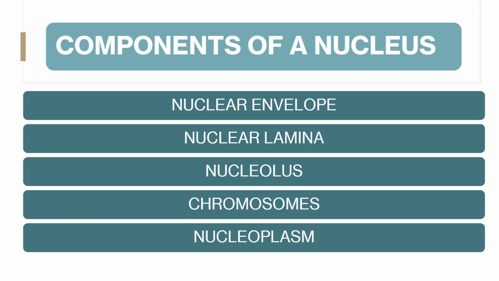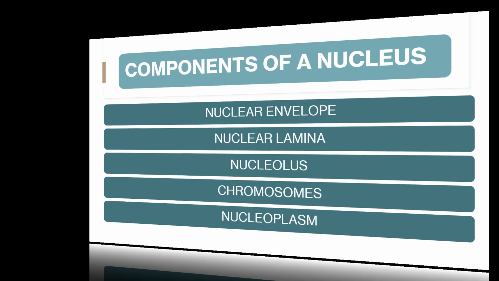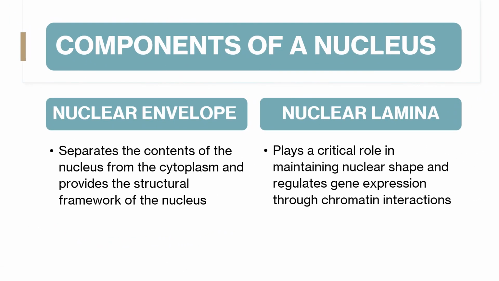Now we're going to talk about the components of a nucleus. We'll go in more depth on this in the next slide. But you have a nuclear envelope, a nuclear lamina, a nucleolus, chromosomes, and the nucleoplasm. So we'll start with the nuclear envelope. This is the thing that separates the nucleus from the cytoplasm. It keeps the contents in the nucleus and the cytoplasm out. It also provides the structural framework of the nucleus.